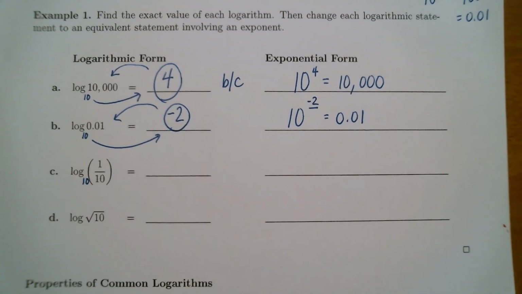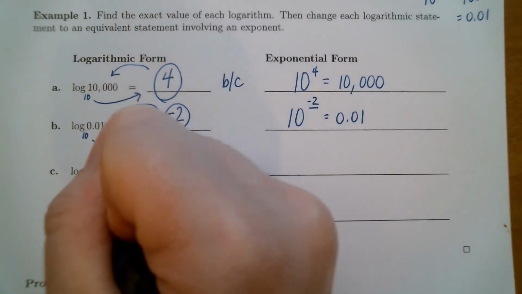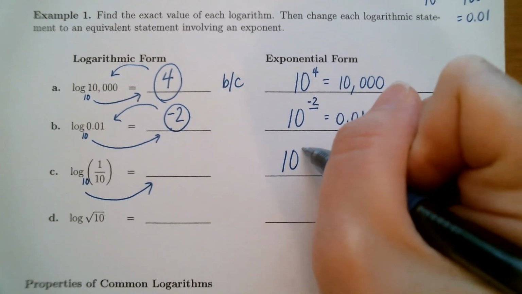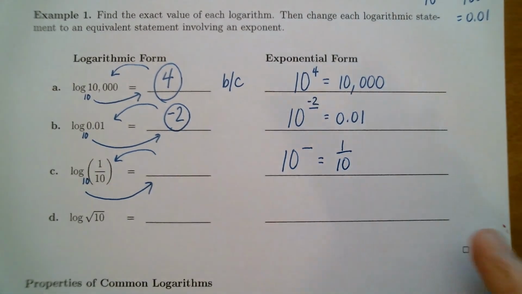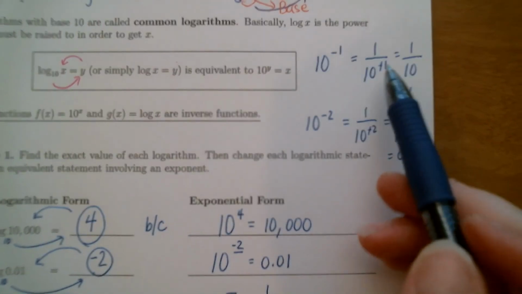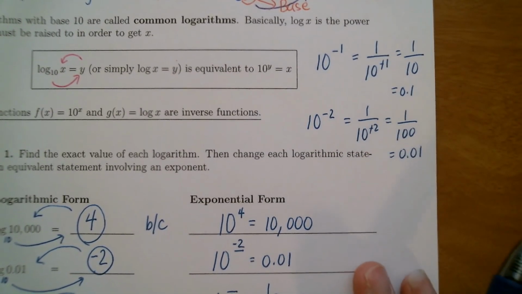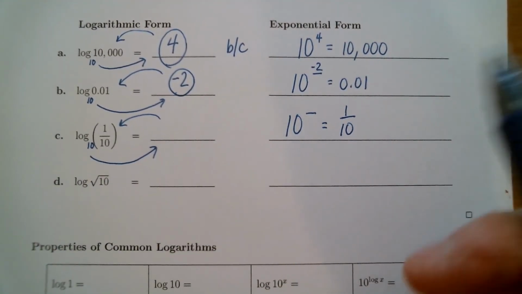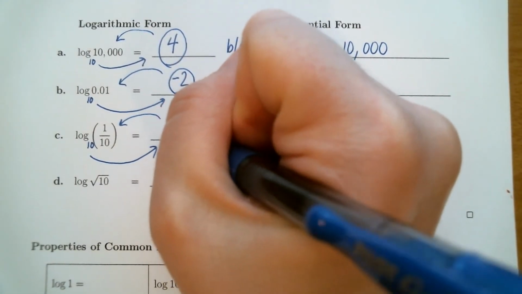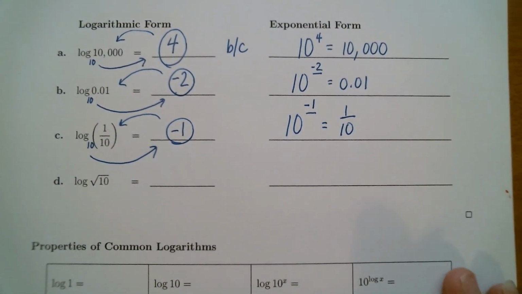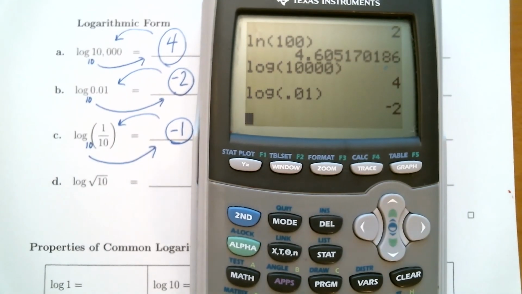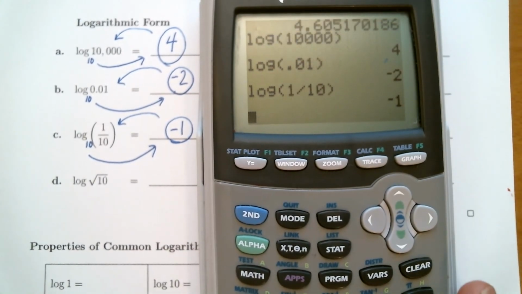All right, keeping with this, part C. Again, it's another common logarithm. The base is 10. What power do I need to raise 10 to get 1/10? We did that up here. It's going to be the negative 1 power. So the answer to this logarithm is negative 1. And again, like I said, you can check on the calculator. The log of 1/10 is going to give you negative 1.